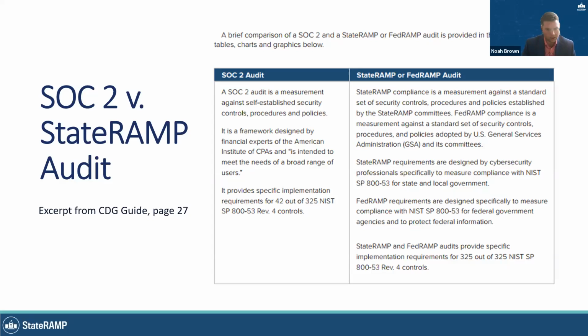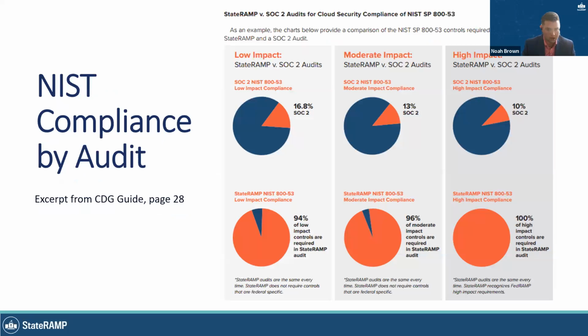We have some more information on that on the next slide, but the takeaway from it is that if you've done a SOC 2, it gets you on the path with Snapshot to moving forward. Right here, it shows if you've done a SOC 2, the percentage of controls that you're meeting in the StateRAMP program.